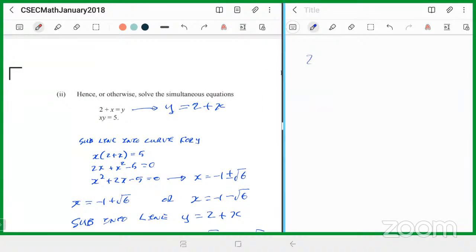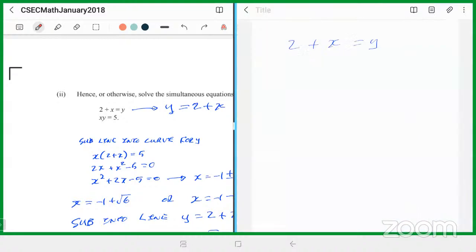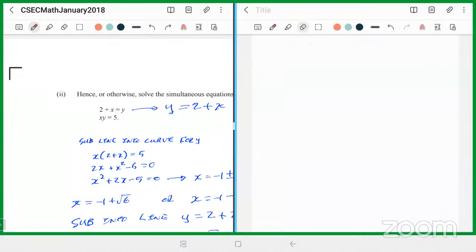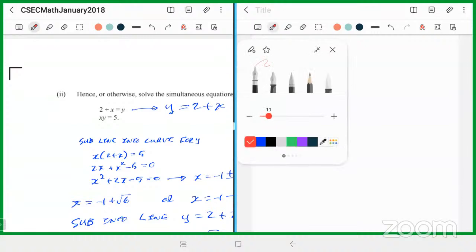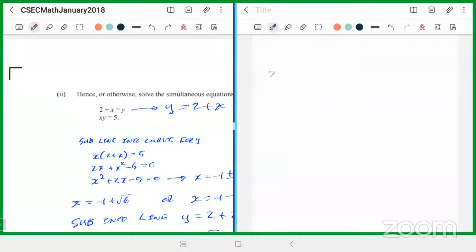So it's 2 plus x equals y, and we also have xy. Let me shift this over a bit. I'll show you how we could have used the elimination method on this one. So again, 2 plus x equals y. I have xy equals 5. Because I know that xy equals 5, if I multiply this by x, I get xy.